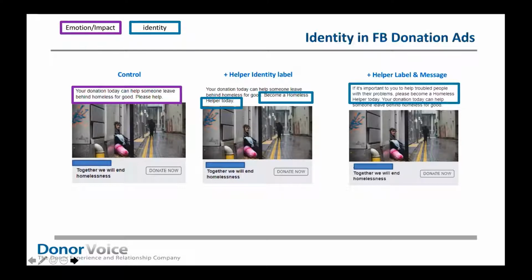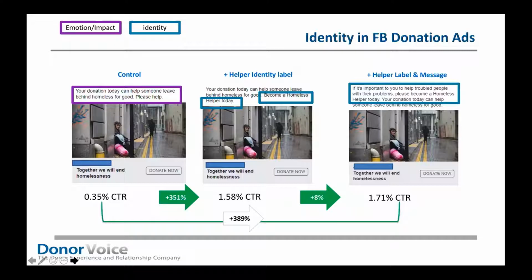Now, looking at click-through rates, just by using the helper label, we saw a 350% increase in click-through rates. And by elaborating a little bit more into the identity, we saw a further increase.